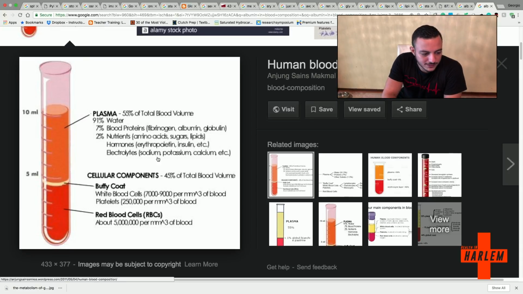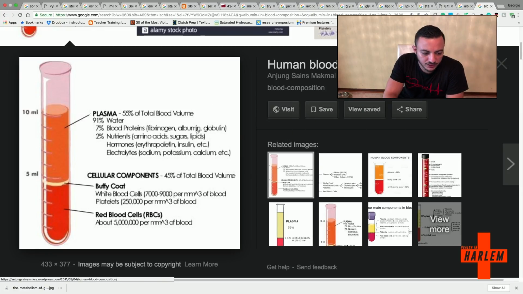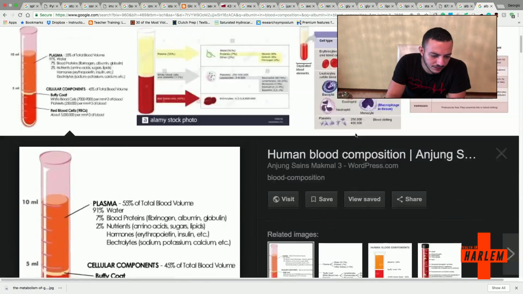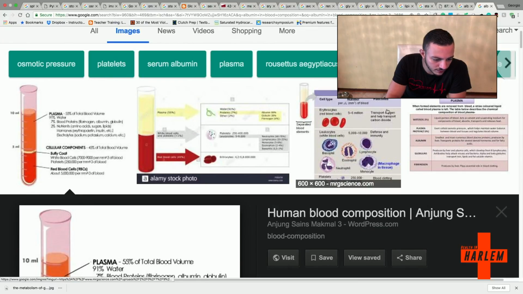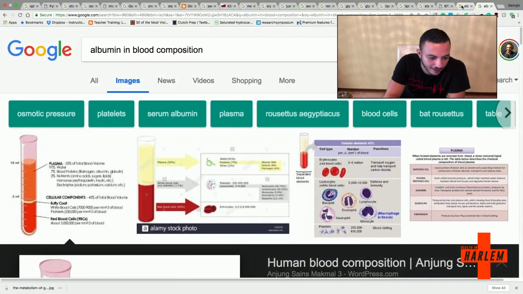So, what this means is that within your 91% water plasma, 7% of your blood protein is fibrinogen, which is going to be involved with clotting, globulin, and we have albumin. And albumin is going to make up 50 to 60% of our blood proteins that are found in our plasma. So since this is the case, albumin is going to play a pretty crucial part in how we're able to perform the functions that we have.